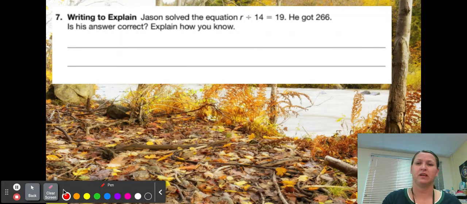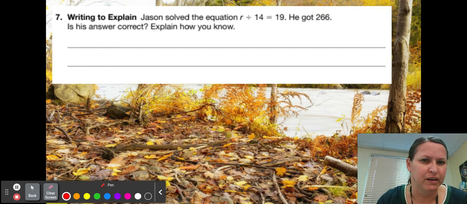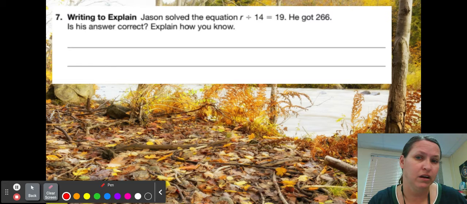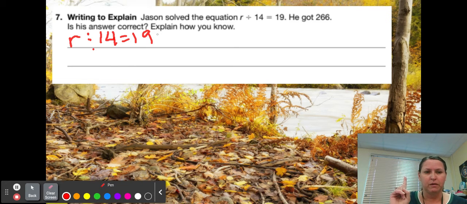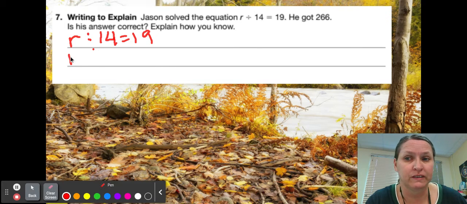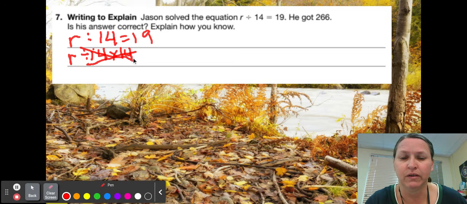Writing to explain. Jason solved the equation r divided by 14 equals 19. He got 266. Is his answer correct? Explain how you know. With this one, I would start by saying r divided by 14 equals 19. Let's ask our questions. What's my variable? My variable is r. What are they doing to r? They're dividing by 14. So how do I do the opposite? I have to multiply both sides by 14. So r divided by 14 times 14 cancels itself out, equals 19 times 14.